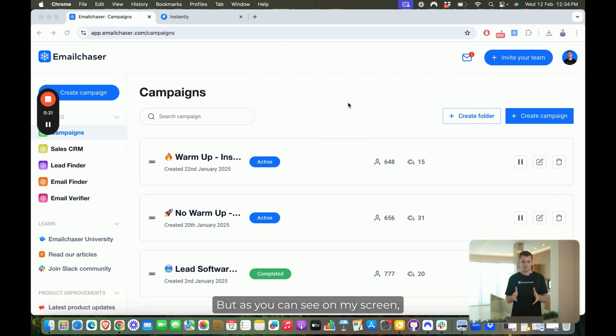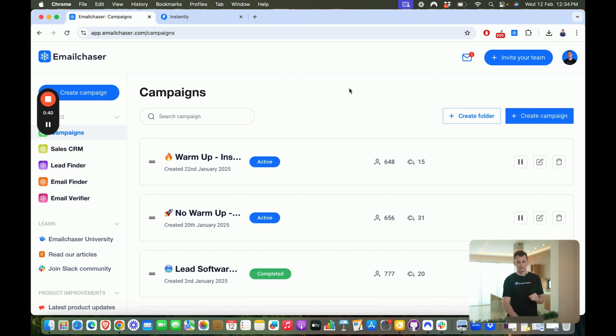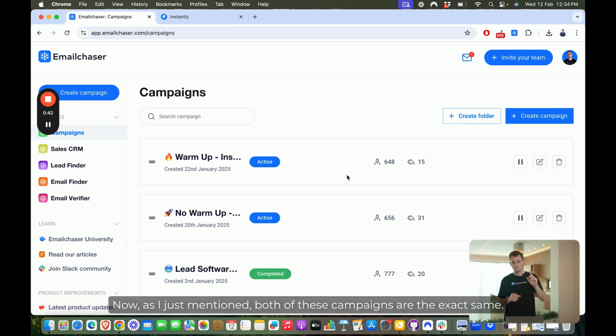But as you can see on my screen, I'm inside my Email Chaser account and you'll see these two campaigns. One says warm up, the other one says no warm up. Now, as I just mentioned, both of these campaigns are the exact same. They have the exact same lead list. They have the exact same copy. Even the way the email accounts were set up was the exact same.